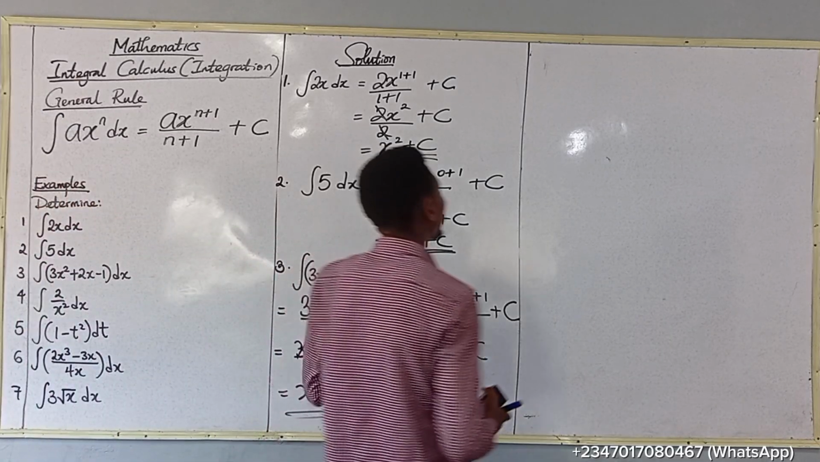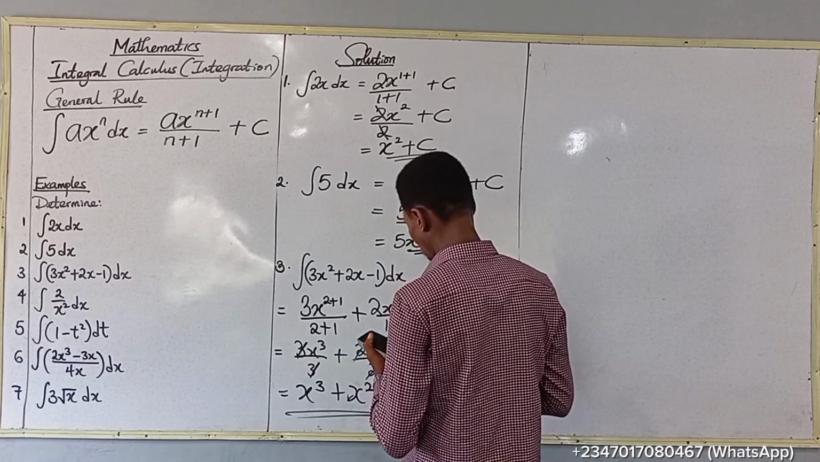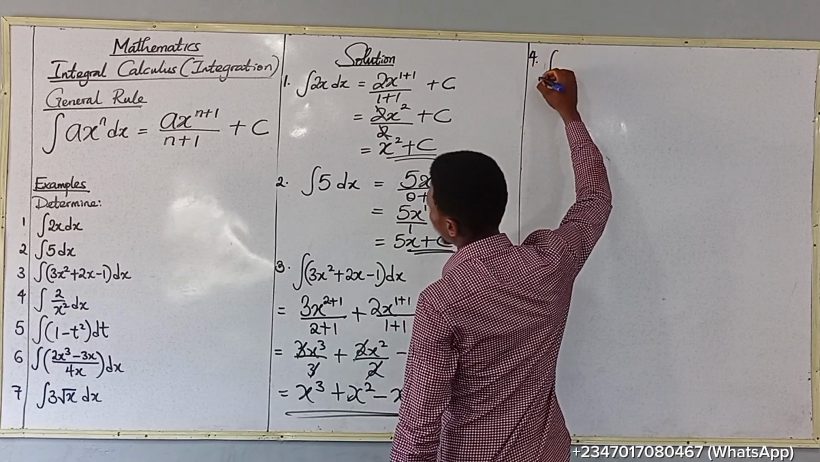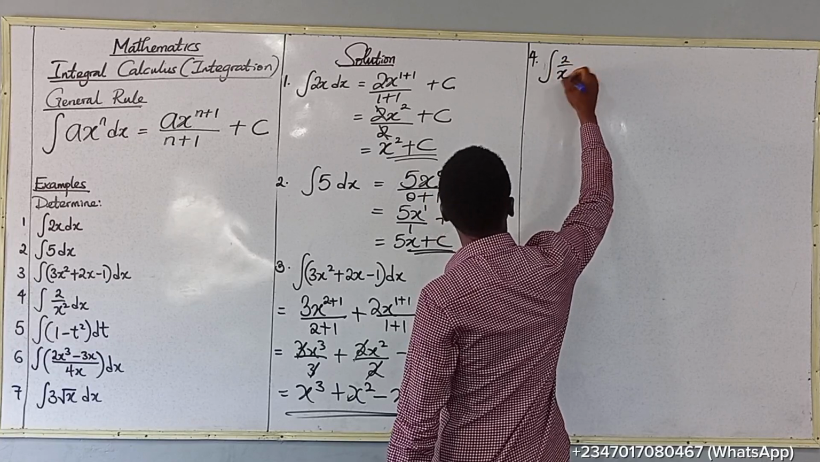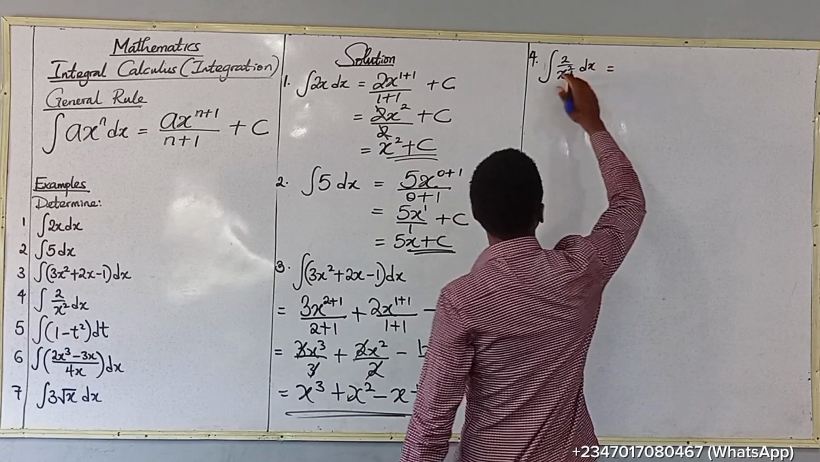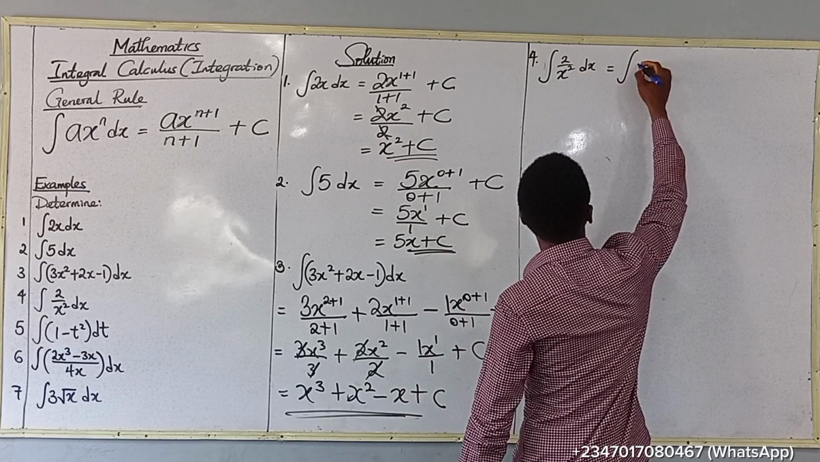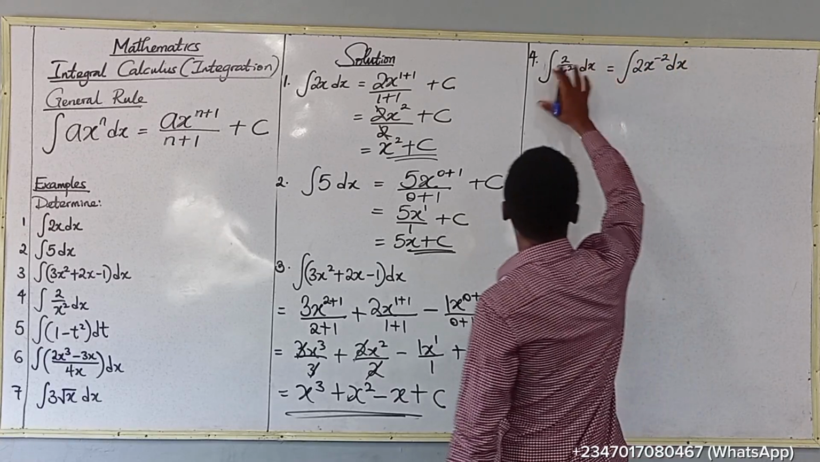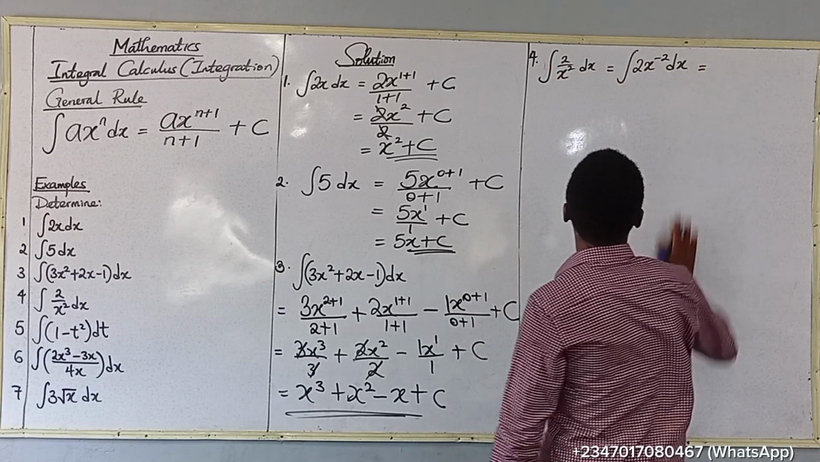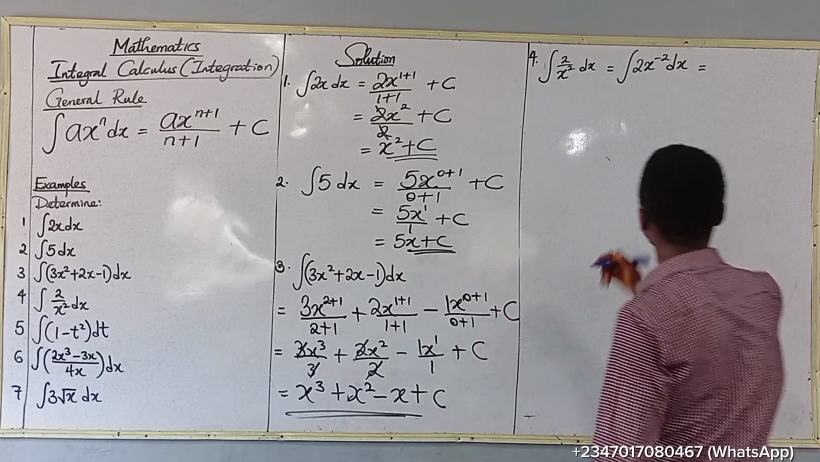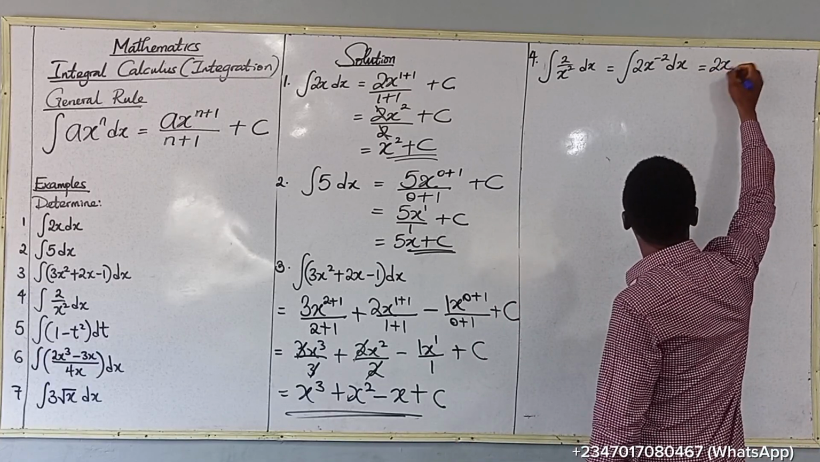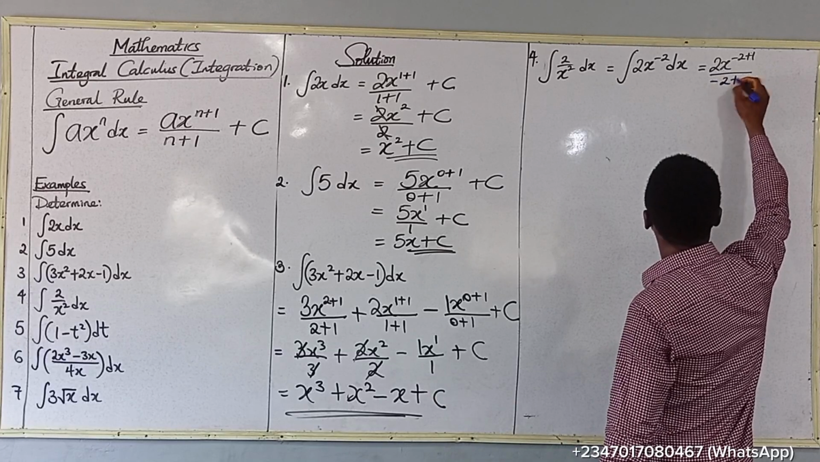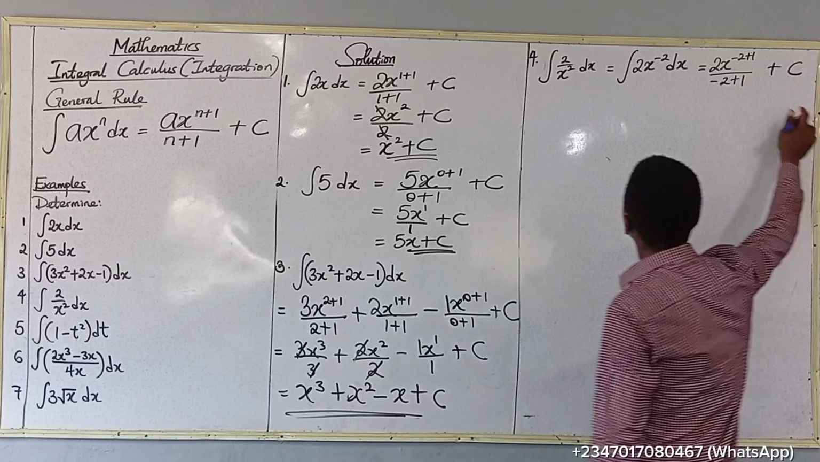Number 4. See, number 4 is one of those questions where the order of indices is very, very important. I'm finding the integral of 2 over x squared dx. According to indices, this is the same thing as 2x raised to the power minus 2 dx. So we have to write it in this form before determining the integral. And that will be 2x raised to the power minus 2 plus 1, following that rule, all over minus 2 plus 1 and plus c.